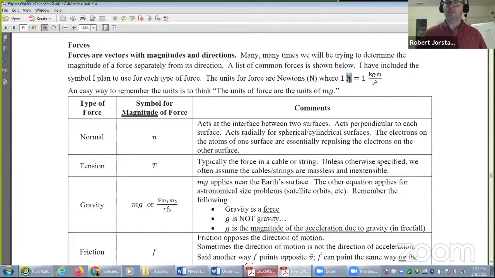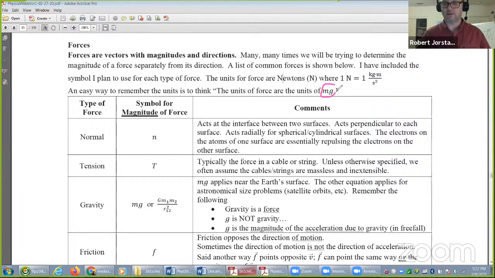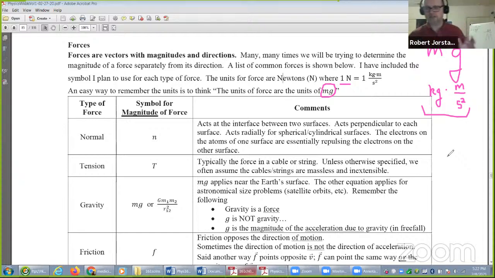Okay, what is a newton? Well, you may remember from chapter one, we mentioned that a newton is a kilogram meter per second squared. I like to think about it like this. mg is the most famous force that we all know from high school physics or Physics 110. Well, mg, if I write that here, the units of m are kilograms. The units of g are meters per second squared. Just think of the units of force as being the units of mg. So you know that they're newtons, or you could think about it as being the units of mg. Either way, that will get the job done.